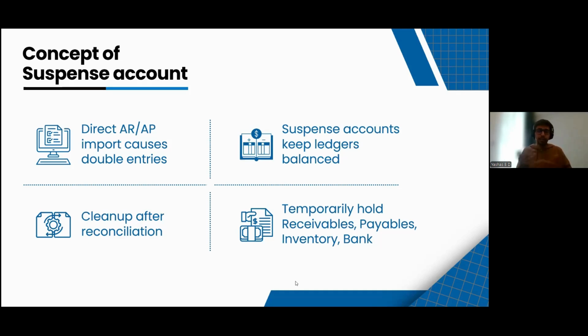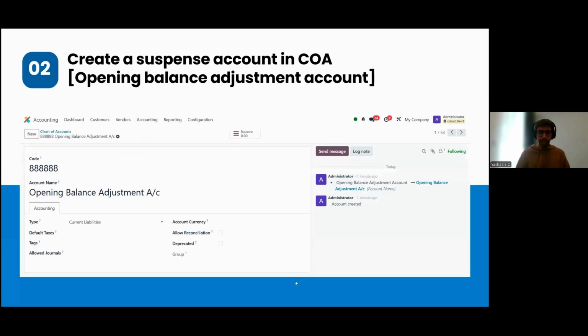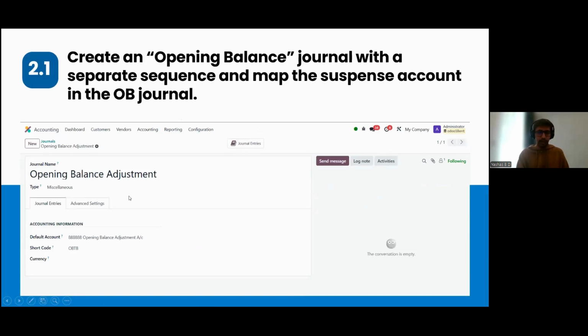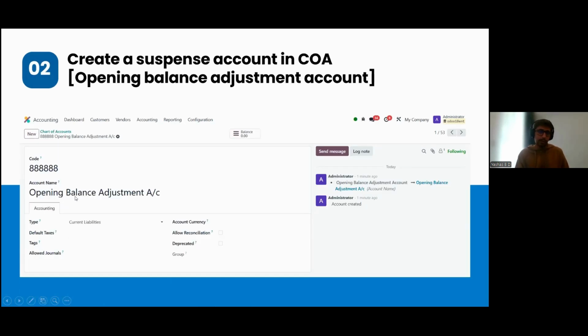And also it becomes easy for my reconciliation as well, which we'll see later how it has to happen. So moving ahead, what is the suspense account and how are we going to create it? Simple example: we can group it under current liabilities. For the name, we usually call it opening balance adjustment account. We can give a unique code also for this and we create it.